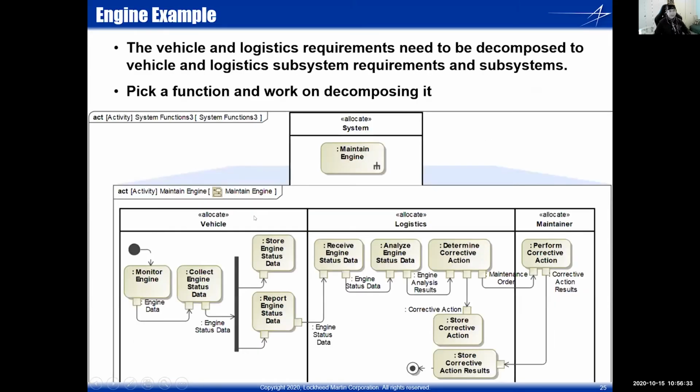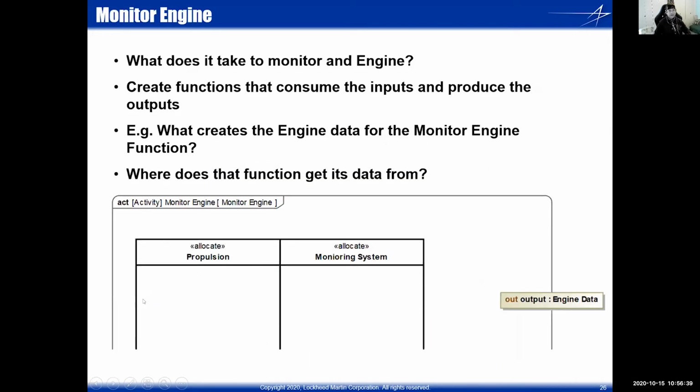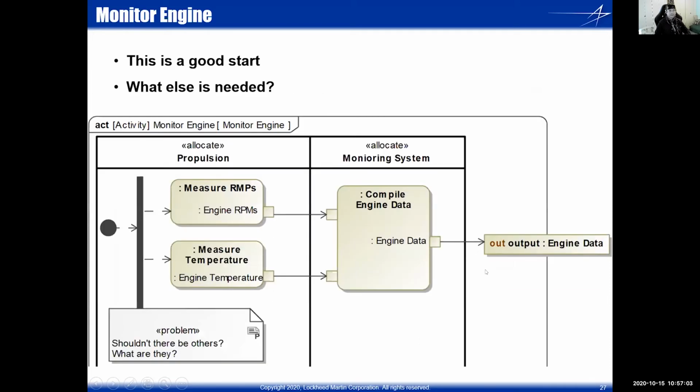And I know from the previous one, this is the parent here, that my output is supposed to be engine data. So now I have to think about what do I need in here to produce engine data. And I believe that I have a propulsion system in my vehicle, and there's some sort of monitoring system in my vehicle. And now I need to think about what functions need to happen in order to produce this information that I'm going to use in the rest of my system.